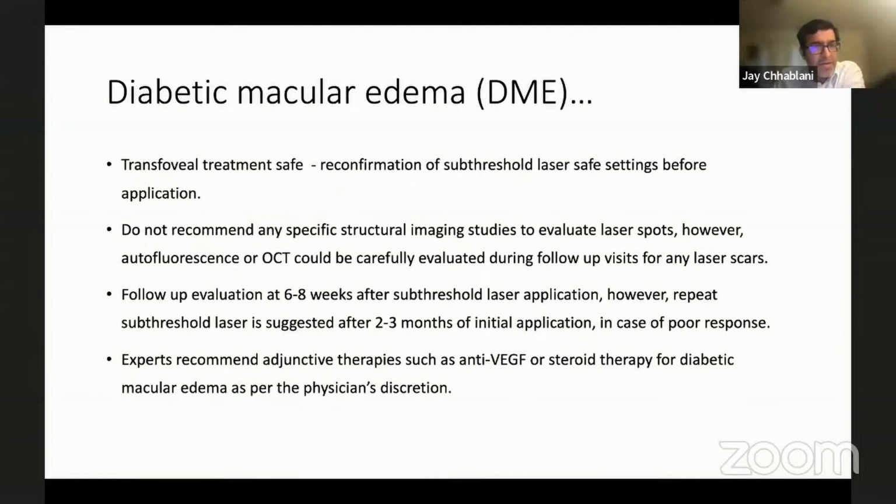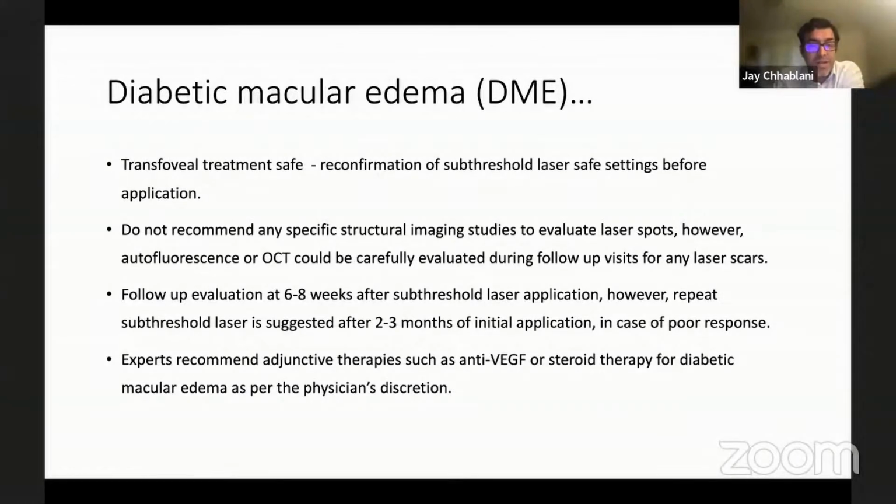Continuing with diabetic macular edema, we all believe that transfoveal treatment is safe. However, we need to reconfirm the subthreshold laser safe settings before applying. We do not recommend any specific structural imaging studies to evaluate the laser spots because we believe it is a subthreshold laser.